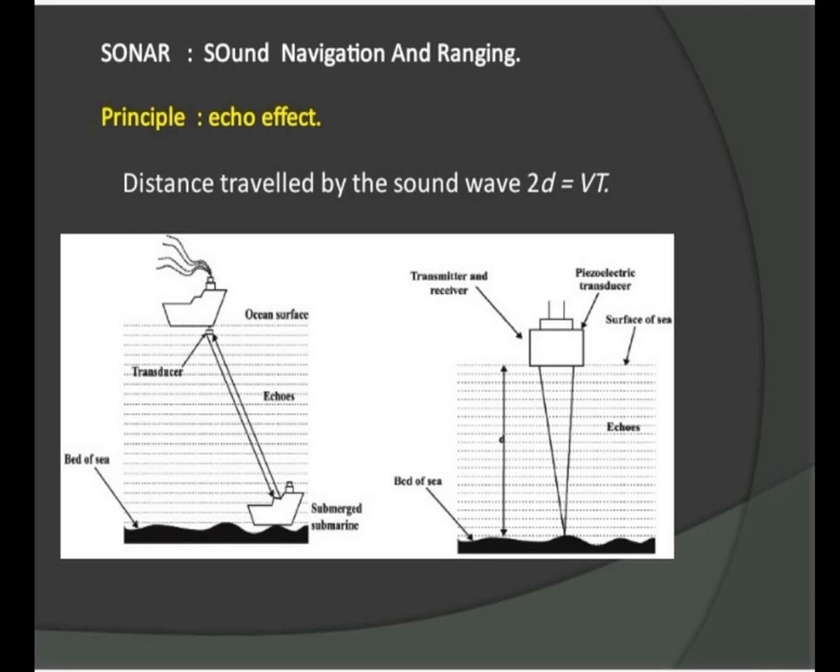The time for the ultrasonic waves to travel to the bottom of the sea and be reflected back to the surface can be calculated, where V is the velocity of the ultrasonic waves in seawater. The depth of the sea can be calculated by V into t by 2, that is, 2d equals Vt. The same method is used for finding the distance and direction of a submarine. The change in frequency of the echo signal due to Doppler effect helps to determine the velocity of the submarine and its direction. The whole system is known as sonar.